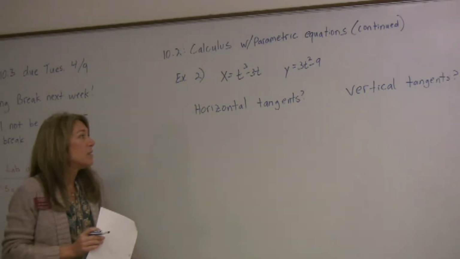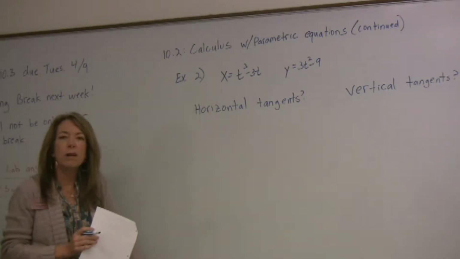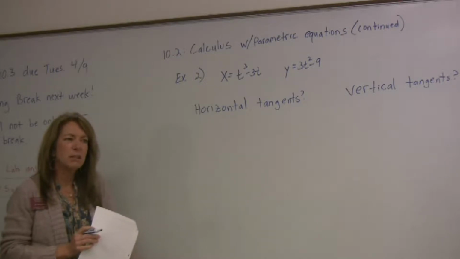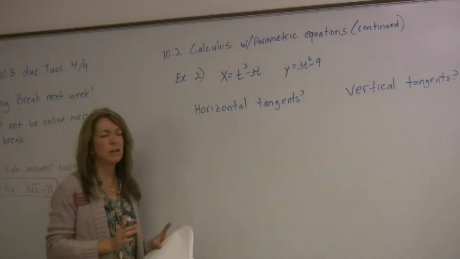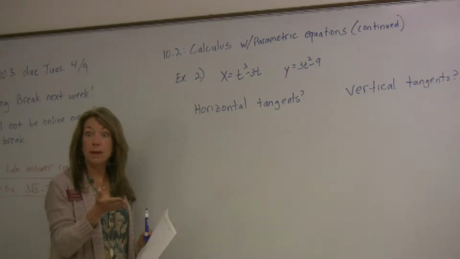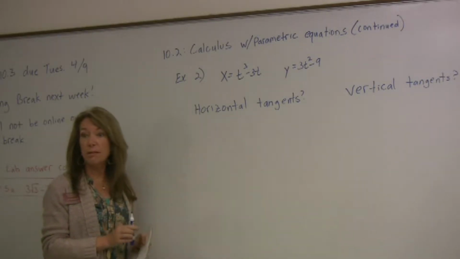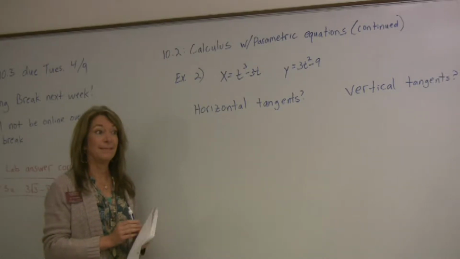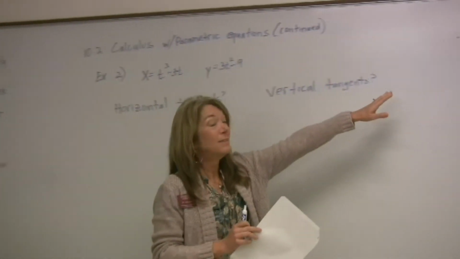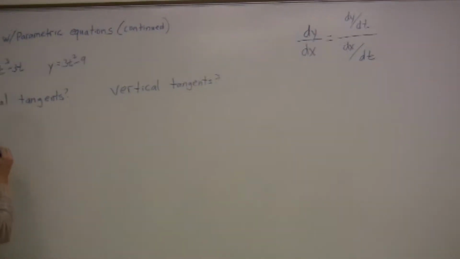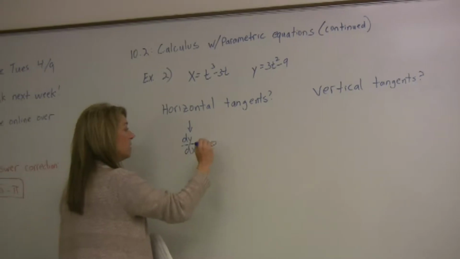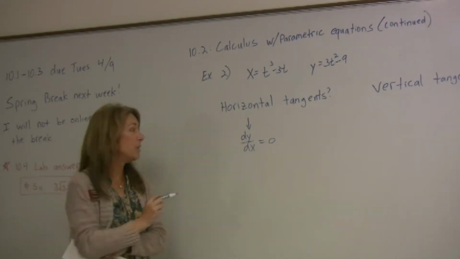So horizontal tangents. That's a little review question from Calc 1 also. What does it mean if you have a horizontal tangent line? Means it's horizontal. Yeah. So what does that mean in terms of the slope? The slope is 0. If it's a horizontal line, the slope is 0. And how do we get the slope of the tangent line? The derivative. So this is saying that dy/dx must be 0 if it's got a horizontal tangent. The slope is 0.